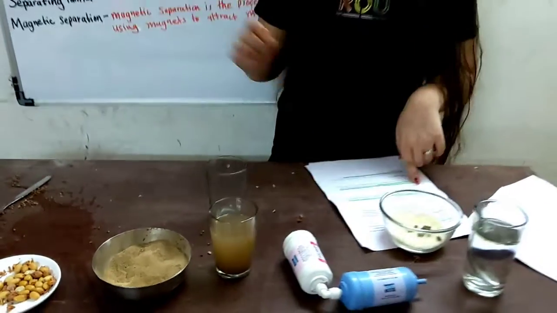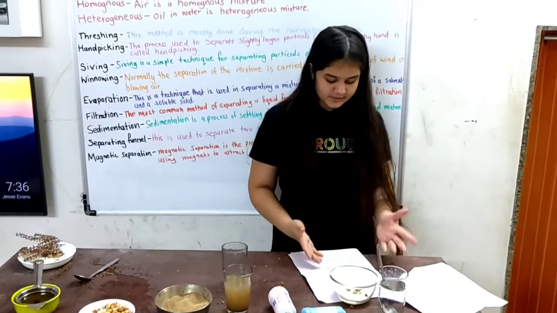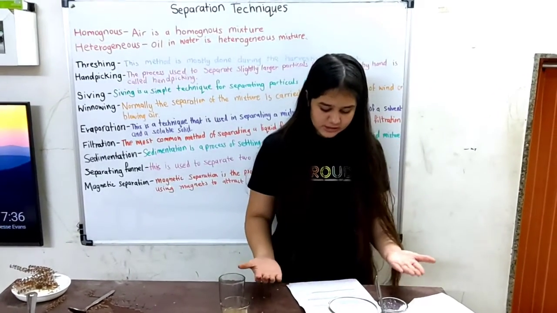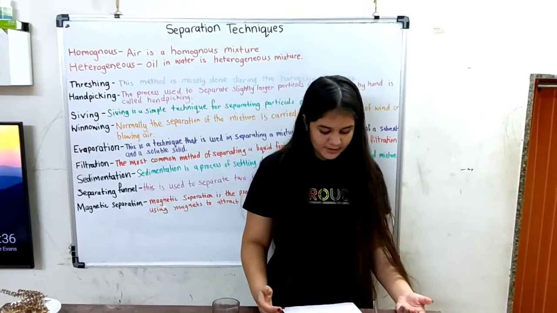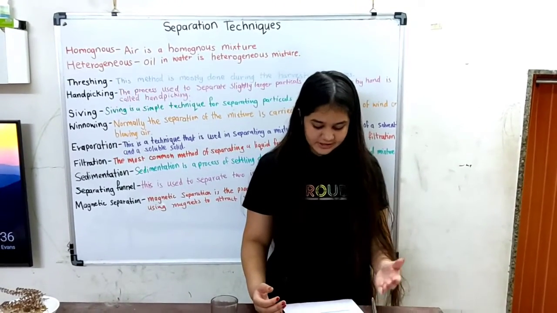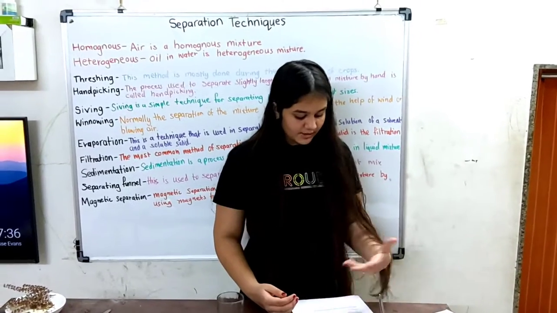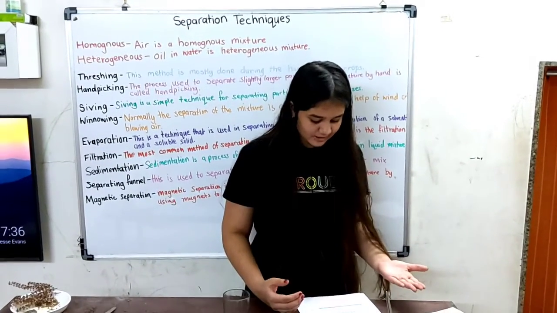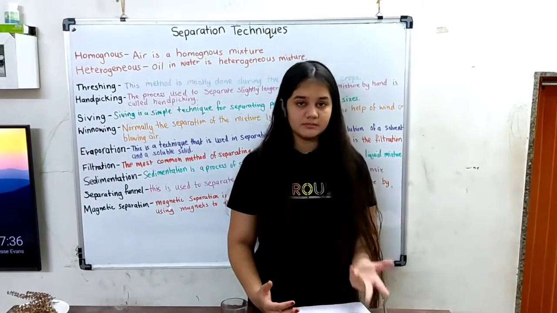Now let's go to filtration. The most common method of separating a liquid from an insoluble solid is called filtration. Take, for example, a mixture of sand and water. Filtration is used here to remove solid particles from the liquid. Various filters are normally used, like filter paper or other materials.